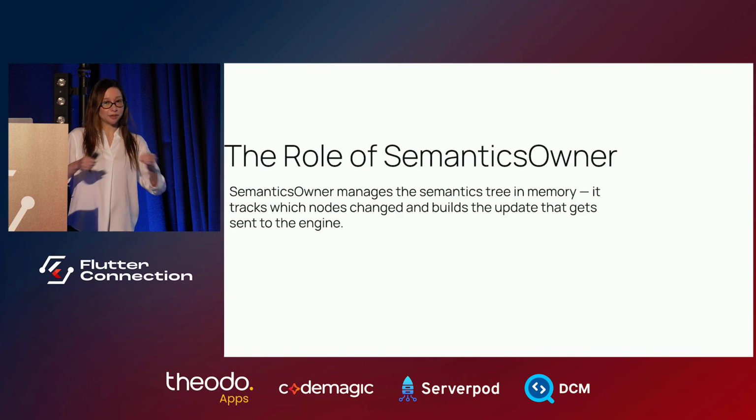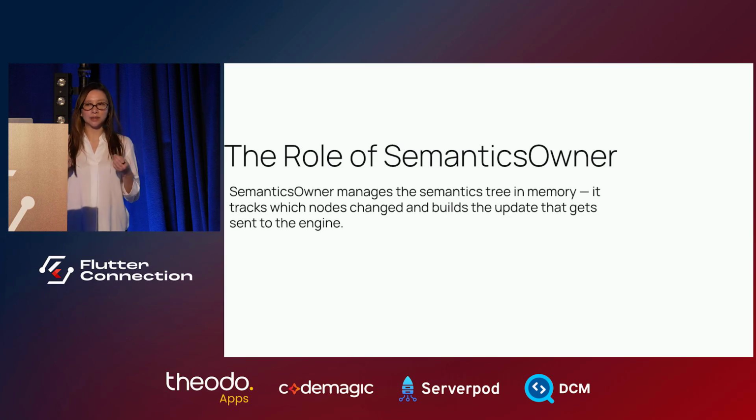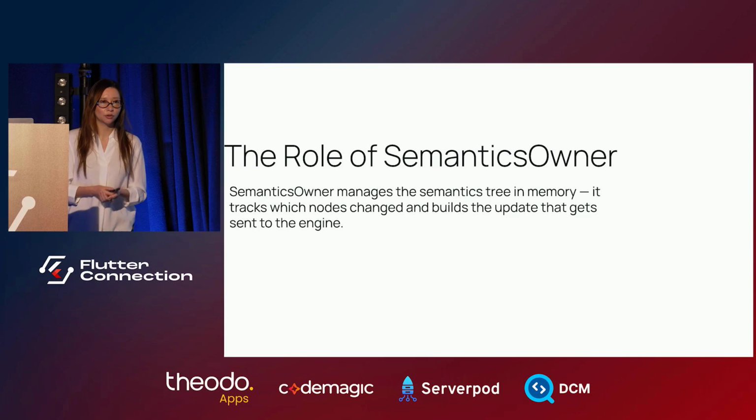So now that we have our semantics tree built, let's manage it. The manager of the tree is the semantics owner. Basically, it keeps the tree in memory, tracks which nodes have changed, and then updates it. So you have a semantics update builder, which collects the updated nodes and creates a semantics update, which will then be sent later on through the Flutter engine to the native API. That makes the system very efficient, and it only sends updates when something meaningful changes.